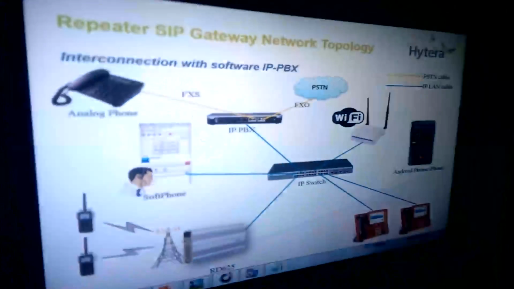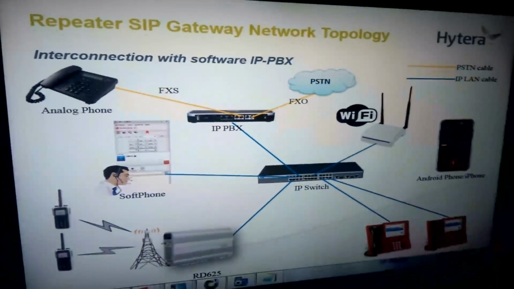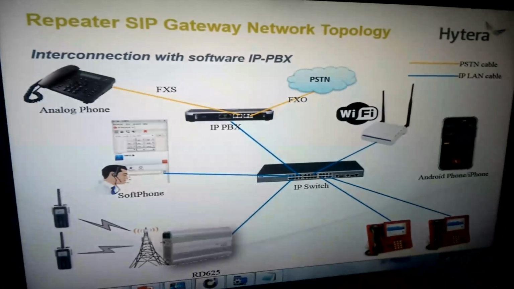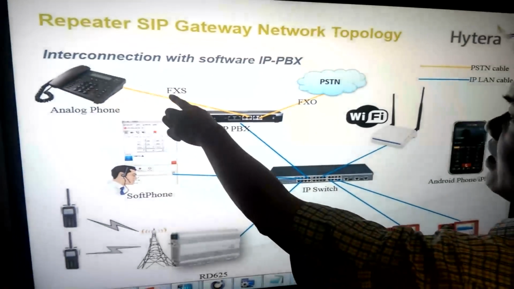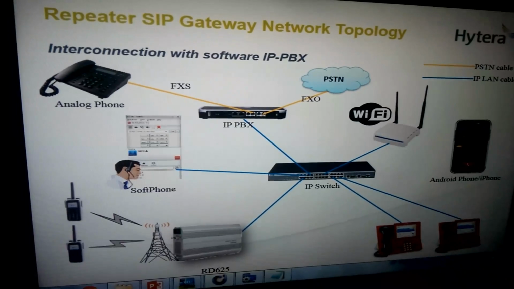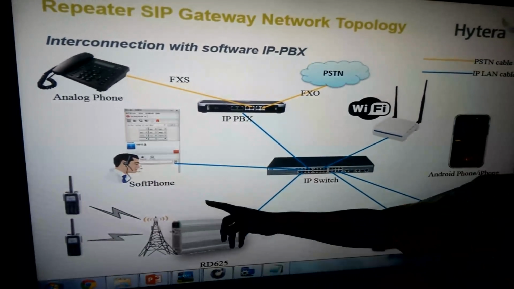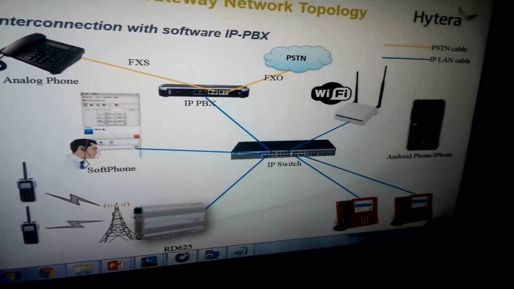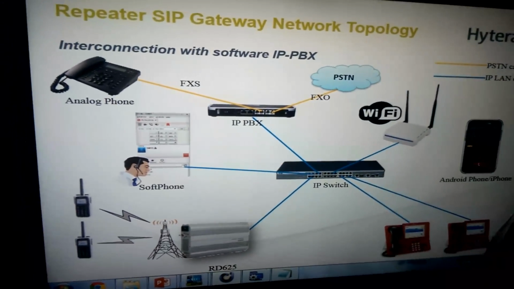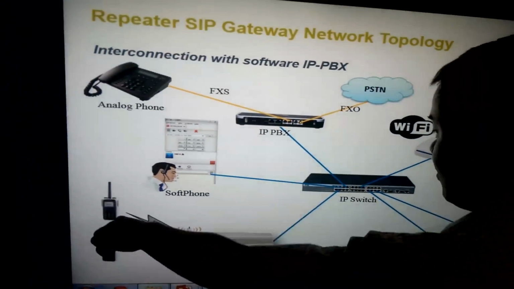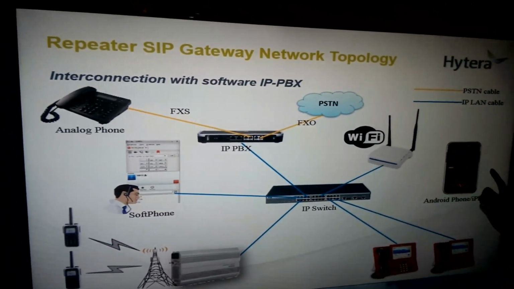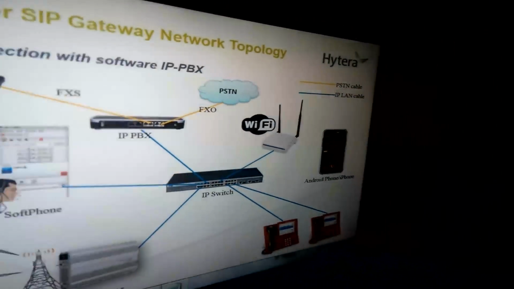So first, let us check the network topology. In the network topology, we have a switch on the core side and an IP PBX. This is a Grandstream UCM6102. And we have an analog phone with the FXS port on the PBX side. We can also use the FXO port to connect the PSTN network. And we can also use a soft phone to connect to this IP PBX. And if you have an IP phone in your network, you can use the IP network to connect the IP phone with the IP PBX. And this is the repeater and portable radios. And if you want to use a mobile phone, you can use Wi-Fi to connect the phone with the IP PBX. So this is the network topology.